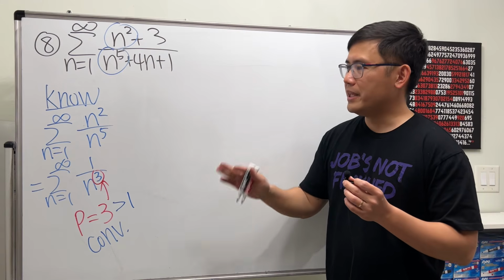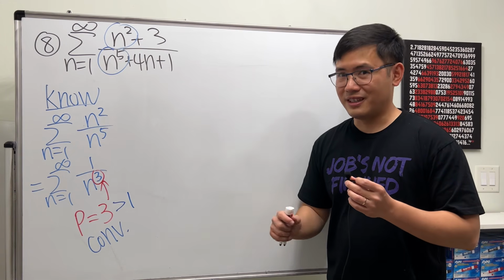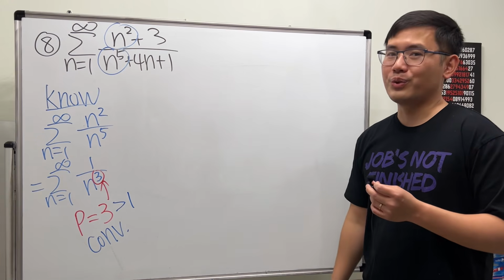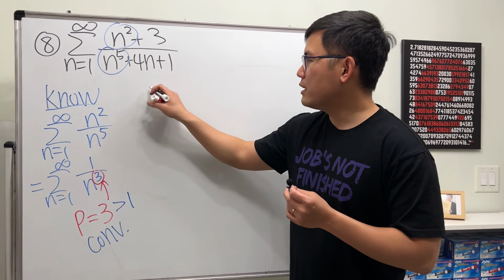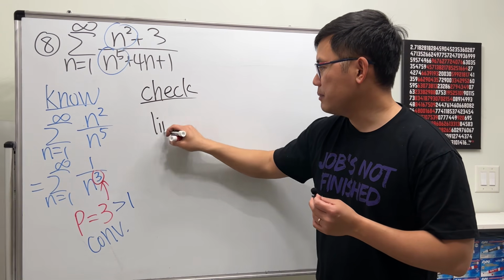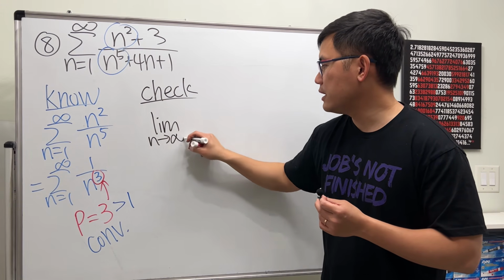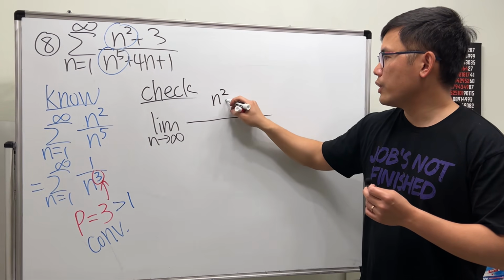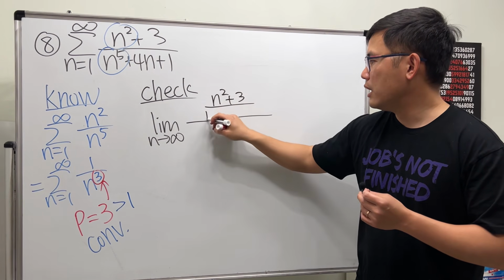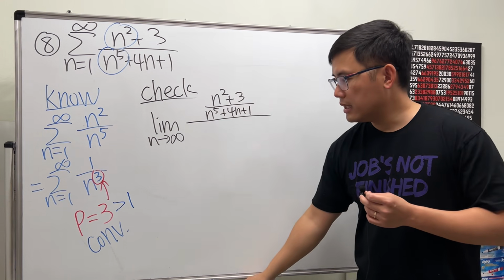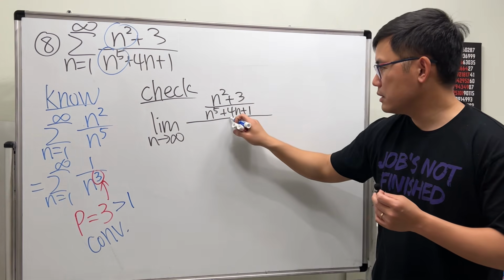Yes, when we are doing comparison test, definitely think of the p series and the geometric series a lot. But sometimes there may be different series that you can use to compare as well though. Anyway though, here we are going to check the limit. So we check the limit as n goes to infinity. Let's write down this right here on the top, n squared plus 3 over n to the fifth plus 4n plus 1. And let's put down this on the bottom.